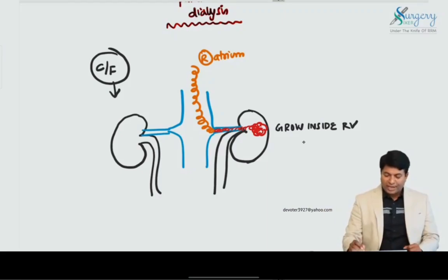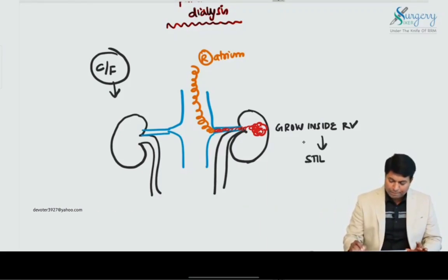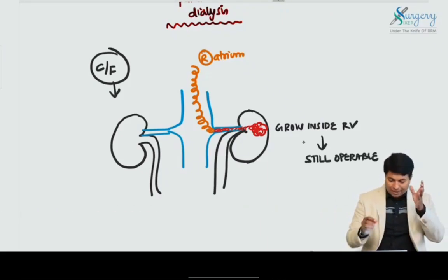As it is growing into the renal veins, is it said to be inoperable? No, it is still operable. We can open the IVC and remove the thrombus also.